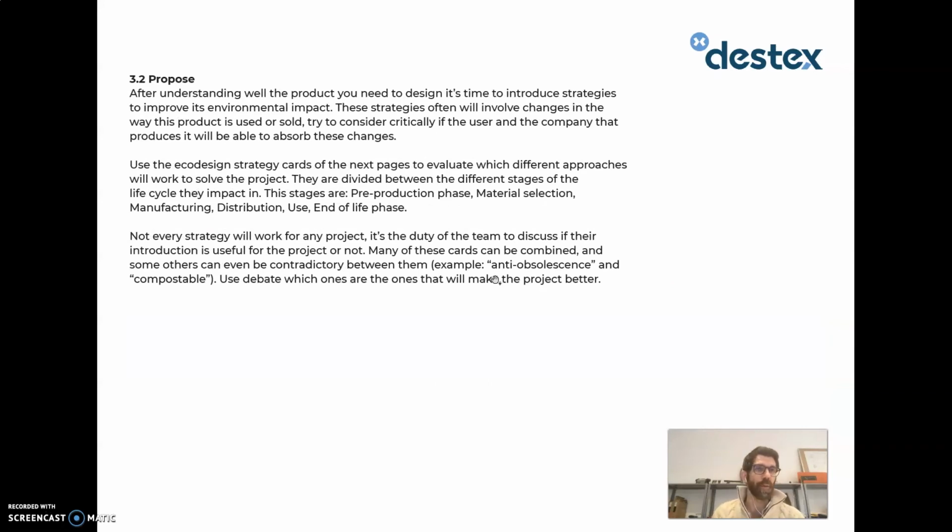That is probably the most creative one, or one of the 2 most creative ones of this design process. This stage is called propose, and here what you have to do is to introduce eco-design strategies after having understood really well the characteristics of the project that you are studying or proposing solutions for. These strategies are divided between the different stages of the life cycle, and they are 6 different kinds of cards: pre-production, material selection, manufacturing, distribution, use, and end of life.